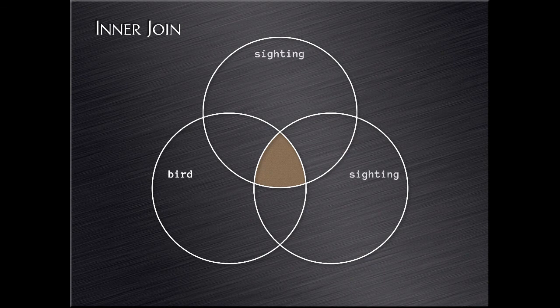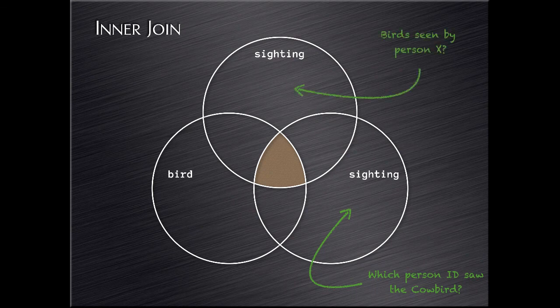In this case, I just want to use the citing table for both of the others. So I'm going to do an inner join between bird and a citing table and a citing table. And again, I'm going to use one of the citing tables to answer the question, which person saw the cowbird? And I'm going to use the other citing table to say, what are all the birds seen by person X? No problem.